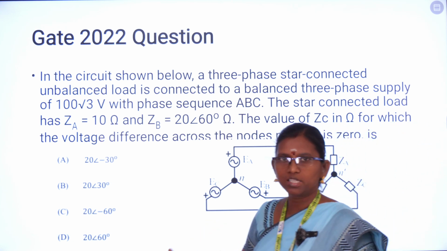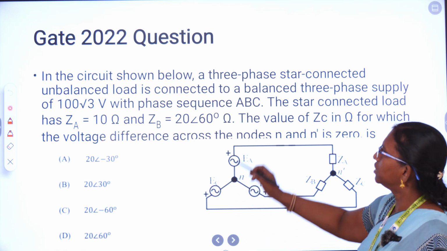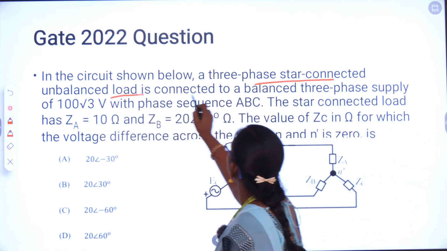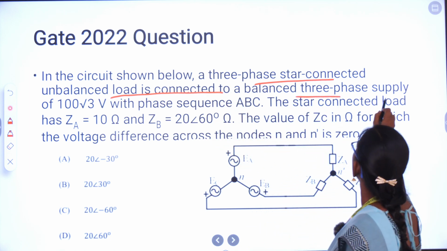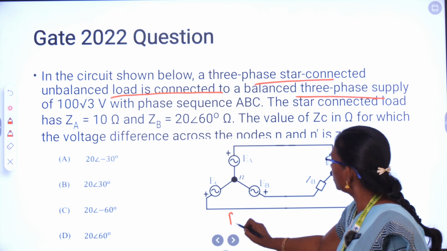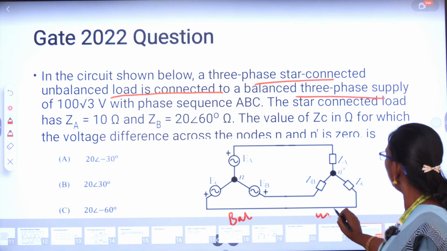So first we need to understand the problem, then we will solve it. See, in the question it is given that a 3-phase star connected unbalanced load is connected to a balanced 3-phase supply. So this means this is a balanced 3-phase supply and this is an unbalanced load.